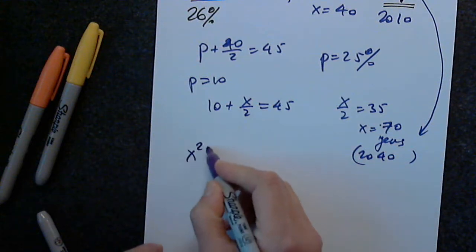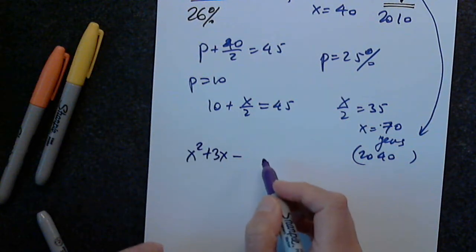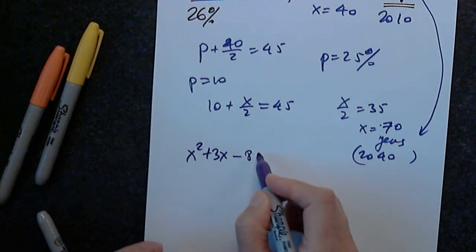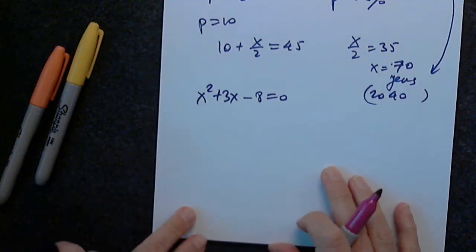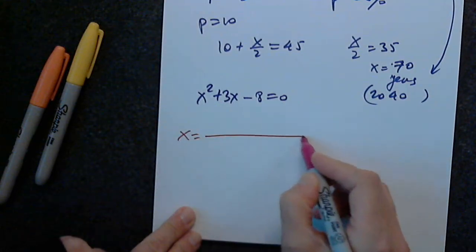x squared plus 3x minus 8 equals 0. Good. And what are we asked to do other than solve? Is there a particular method they want us to use or just anything? It was a method of your choice. Okay then. My choice is the quadratic formula.